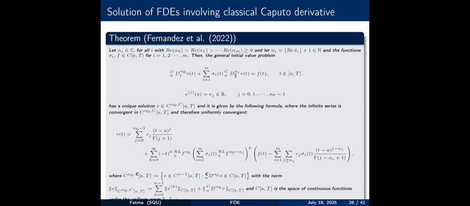So here is their result. I want to put the result here because we are going to use it for this problem. They consider multi-term derivatives involving the Caputo derivative, and their solution is given in this form. This solution is a uniformly convergent series.